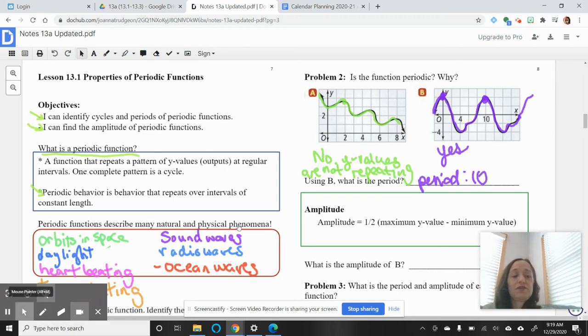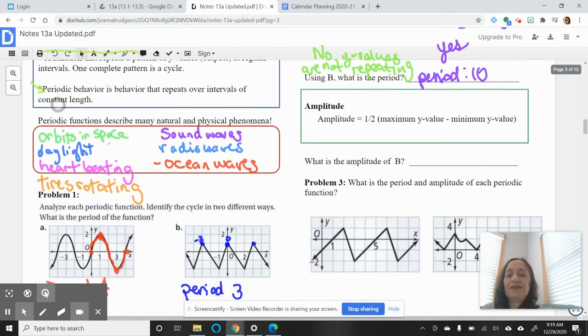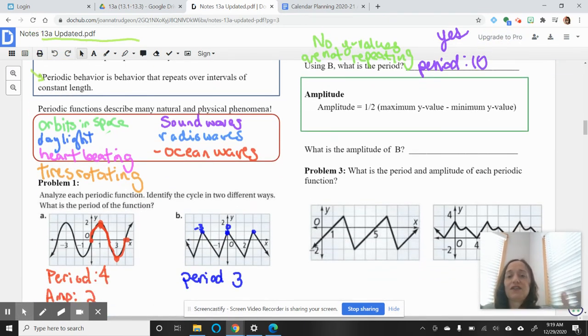All right, I said we'd talk about amplitude today. Amplitude is half the max y value minus the y min value. So like in this one we did down here, you're going from 2 down to -2, so that total is 4, half of that is 2, so the amplitude was 2 there. So what is the amplitude of B?